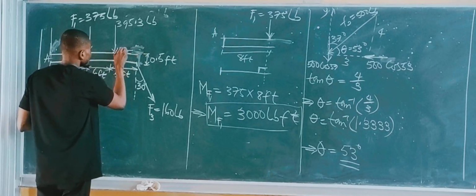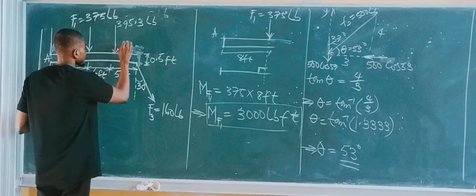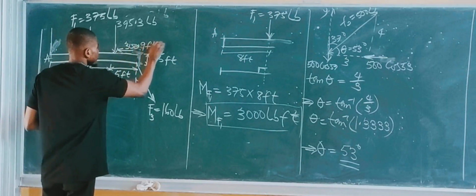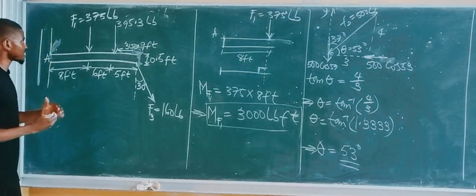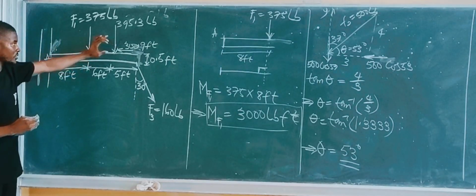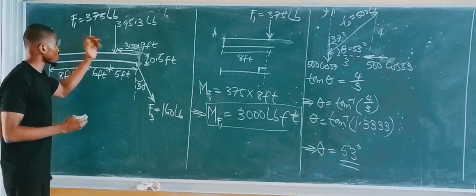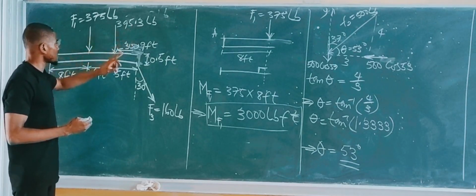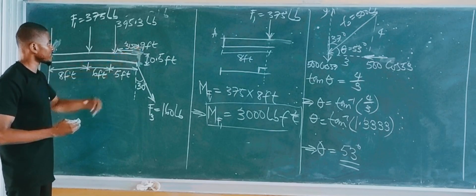We have a horizontal component here, and this horizontal component is simply 300.9 feet. So the beam becomes like this for that particular force at that point. Okay, so resolving that force, we have two components of the force. First is this 395.3, and next is 300.9 feet.